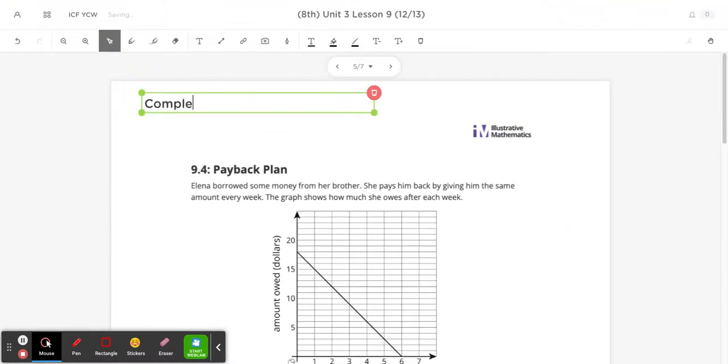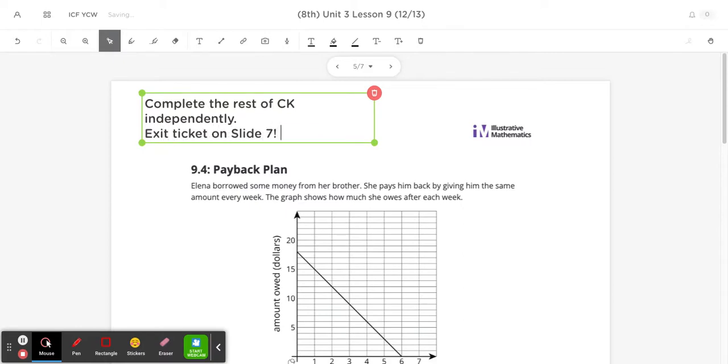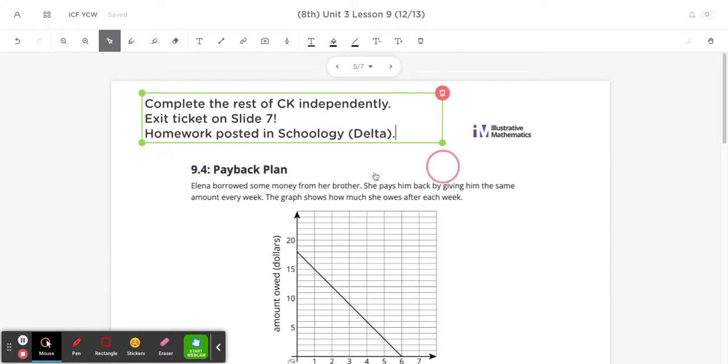Your job is to complete the rest of Classkick independently. Once you have finished that, make sure you pay close attention to the exit ticket on slide 7. And then you do have homework posted in Schoology. It's going to be a Delta Math assignment tonight. If you have any questions about those directions or you need help on 9.4, the homework, or the exit ticket, please make sure that you're sending me an email.